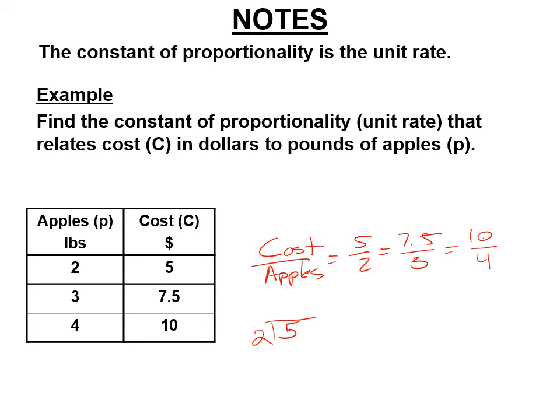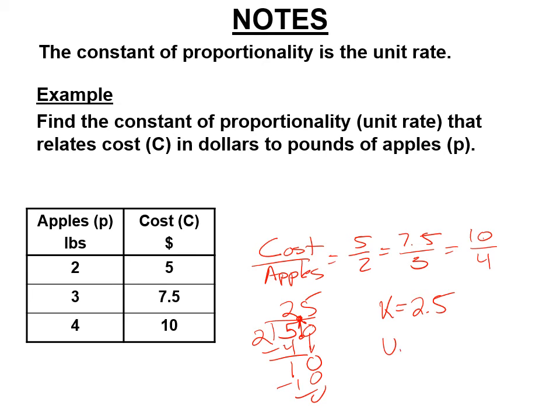Right? 2 goes into 5 2 times, remainder 1. 5's decimal point goes straight up. Then you bring a 0 down. 2 into 10 goes 5. And we get 2.5, as I said. Now, what's the answer? So K here is 2.5.